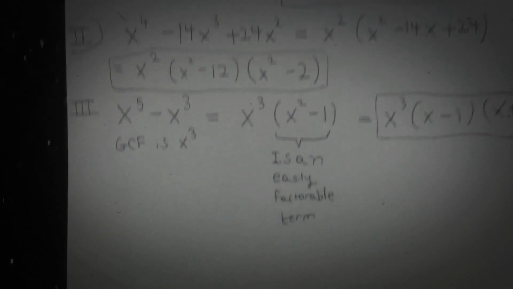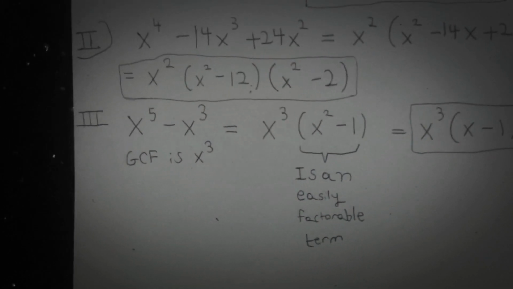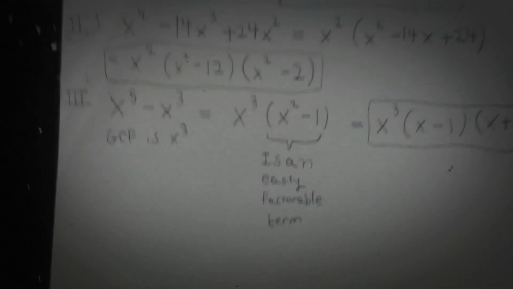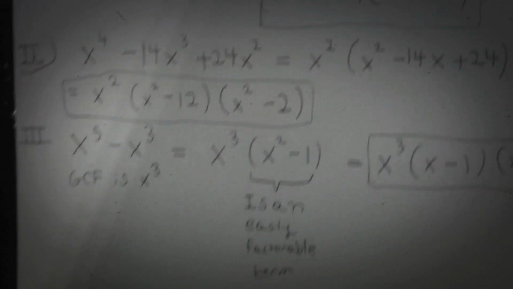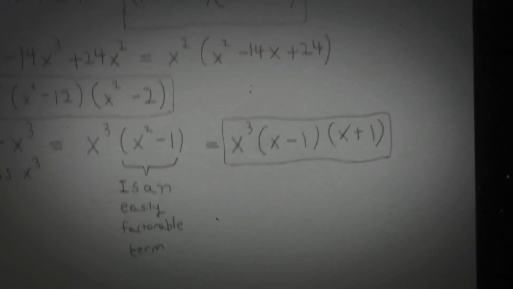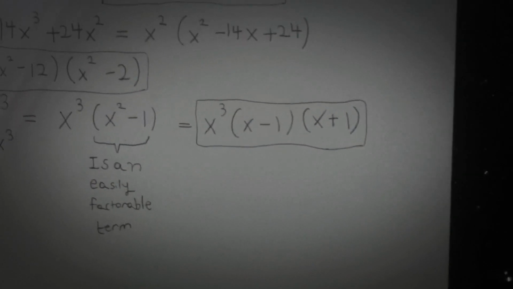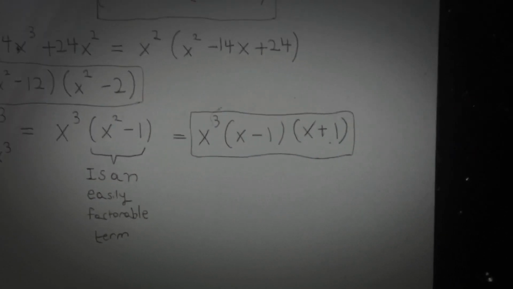Now in the very final problem, we have x to the fifth minus x to the third power. A little neat problem for us. So here, the GCF for the terms we're removing is x cubed. Then x squared minus 1. Well, that's actually an easily factorable term. So x cubed times x minus 1 times x plus 1 is your final factorization.